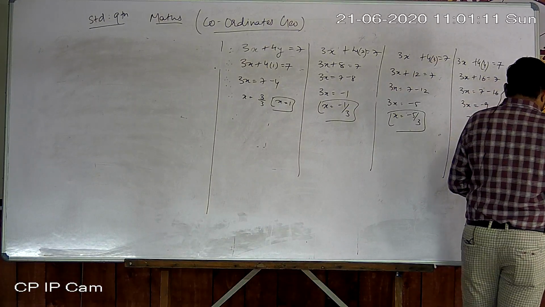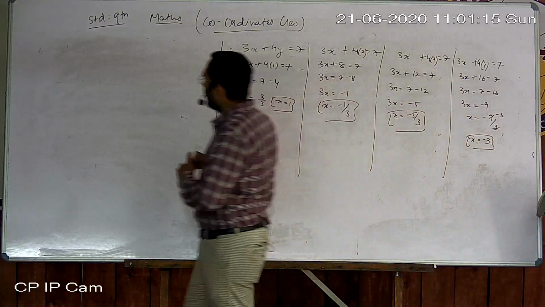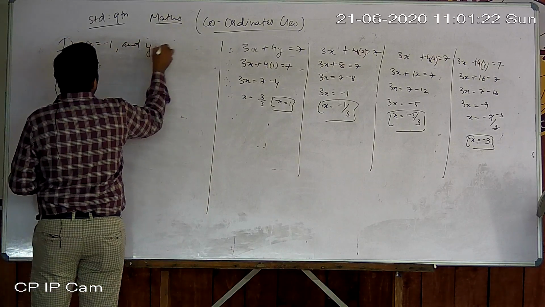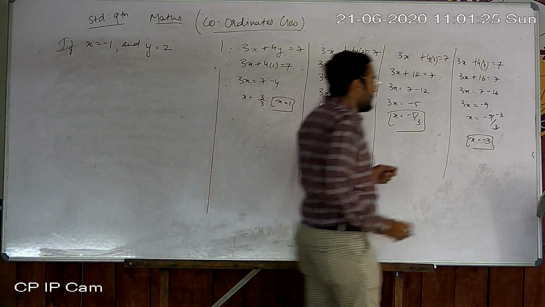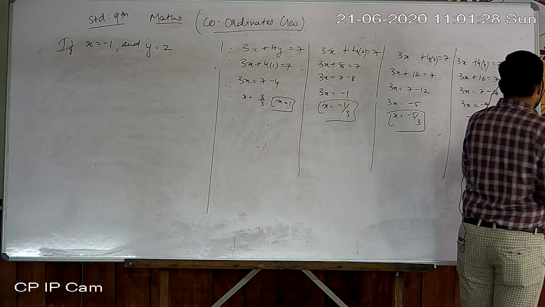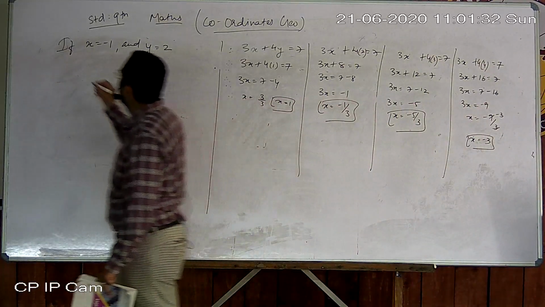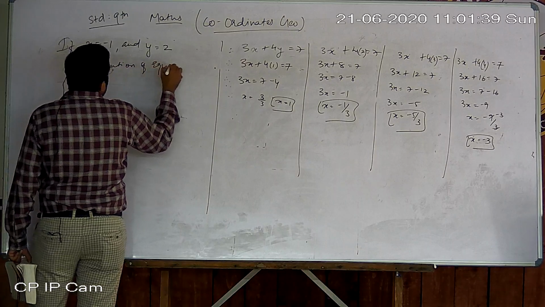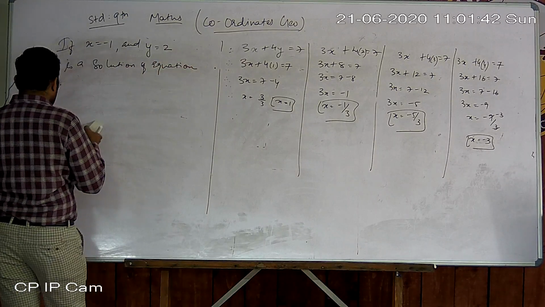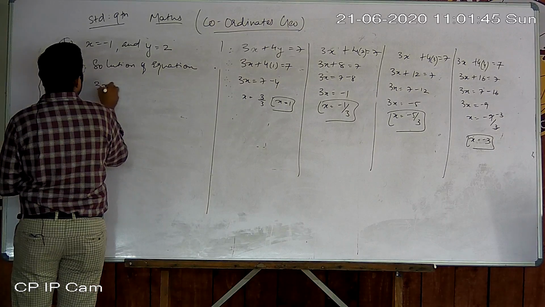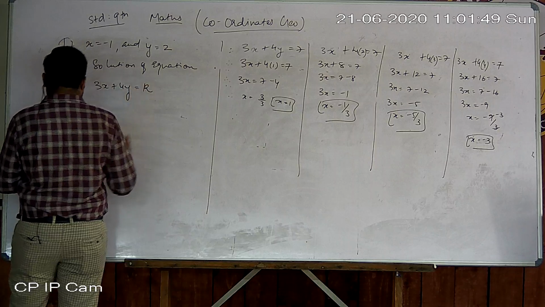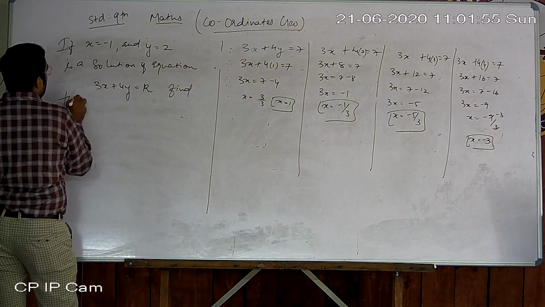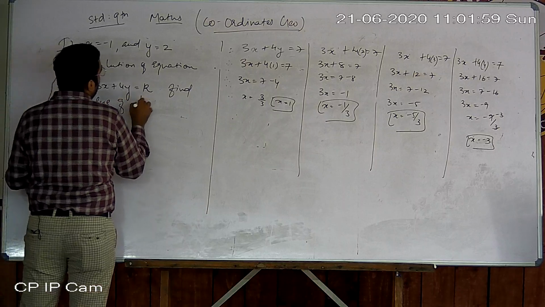Here the question is: if x equal to minus 1 and y equal to 2 is a solution of the equation 3x plus 4y equal to k, find the value of k.